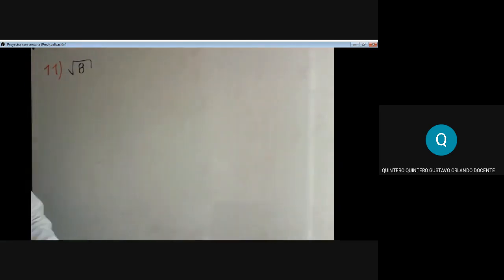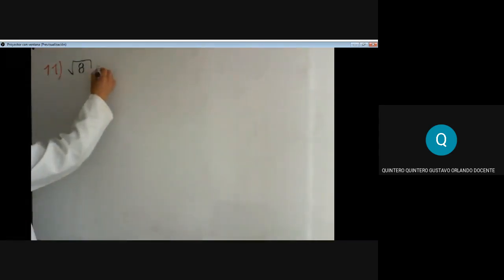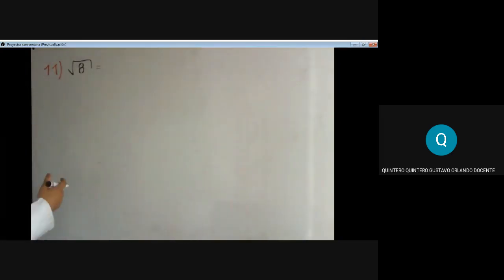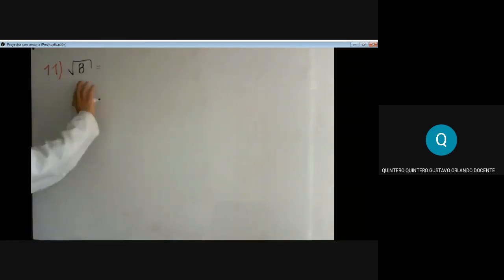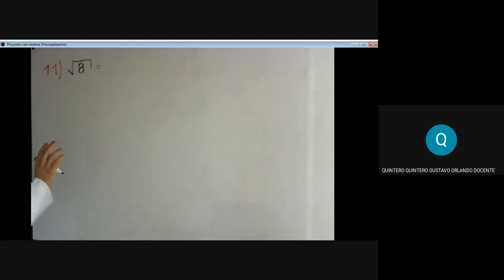Okay, the number 11, the square root of 8. Since we need to simplify this, the first thing we need to understand is that simplification means you are going to have a root at the end of the answer. Unless the main question had an exact root, you're probably going to have a root at the end of the simplification. So whatever we do, we're going to have a root at the end. So how do we simplify the square root of 8?